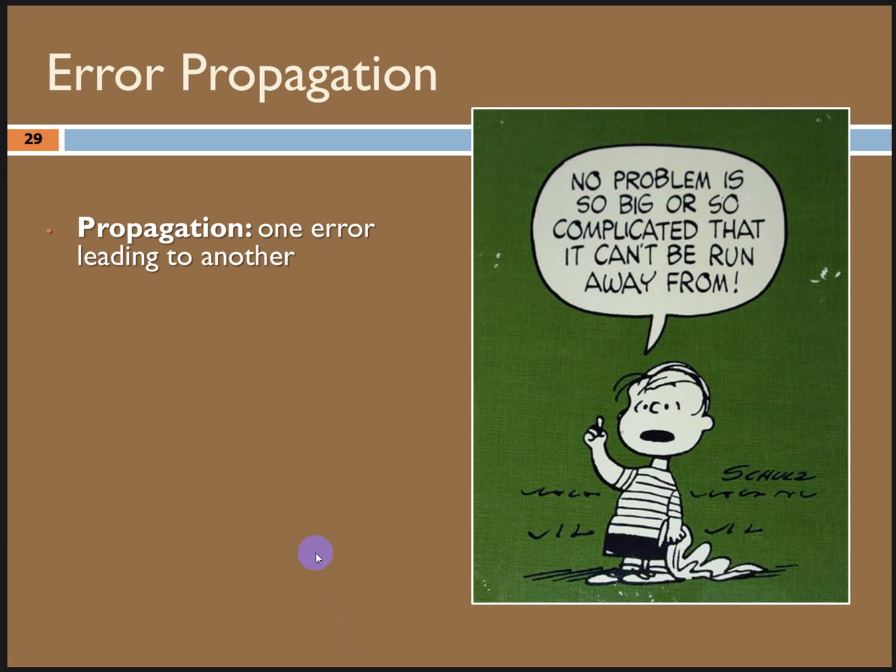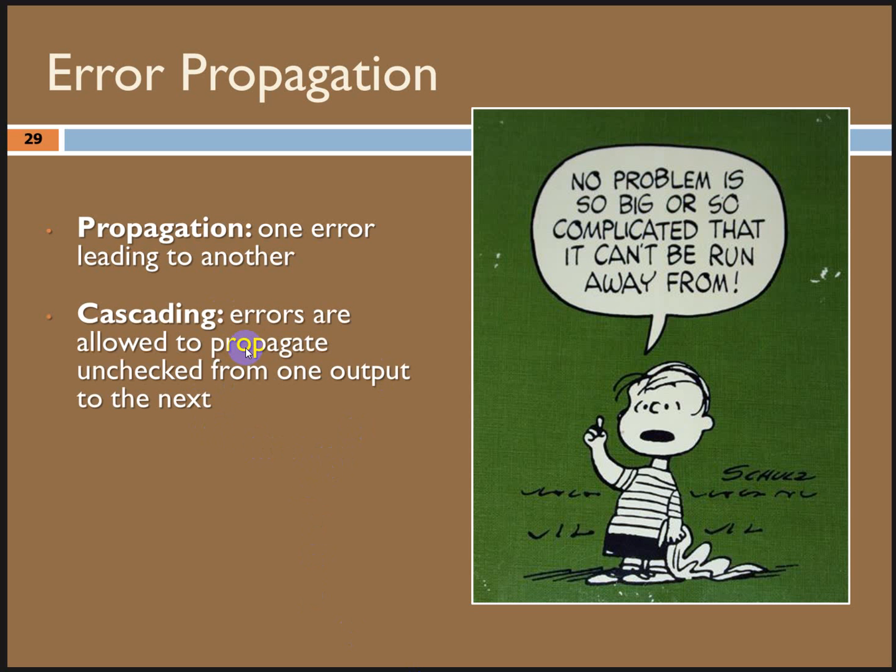All right, so error propagation. Propagation is a term that means one error is leading to another. Cascading effects means that errors are allowed to propagate unchecked from one output to the next, and that can end up deteriorating your data and leading to really large margins of error that might not even be noticed or accounted for in any way. You can manage these kinds of problems with sensitivity analysis. When you add multiple sources of data together, which is what GIS is so good at, the varying magnitudes and types of error are going to be added to each other and can just compound the problem.